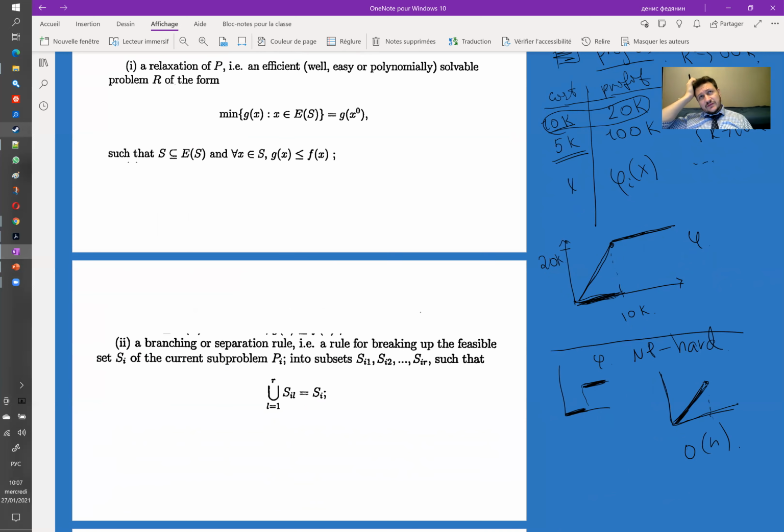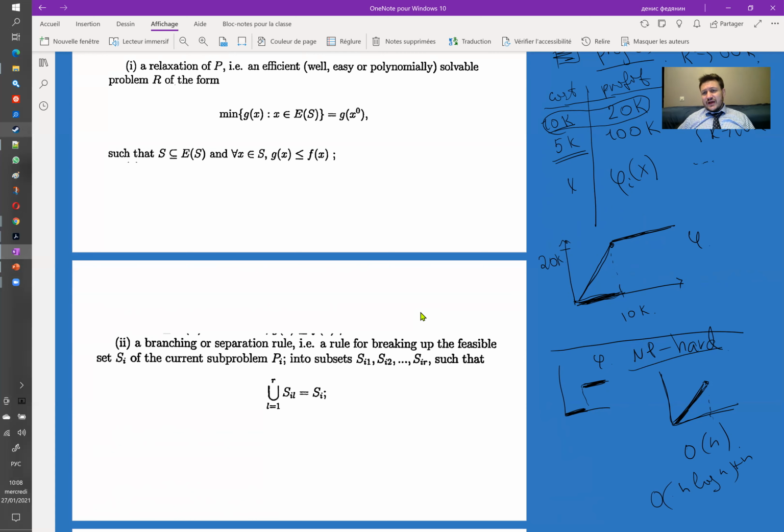So it's like linear time. Well, it's not linear because we have to sort, but sorting is very fast. As I remember, it's n log n or something. So it's very easy. And here we have an NP-hard problem.